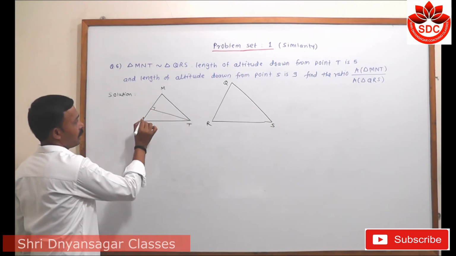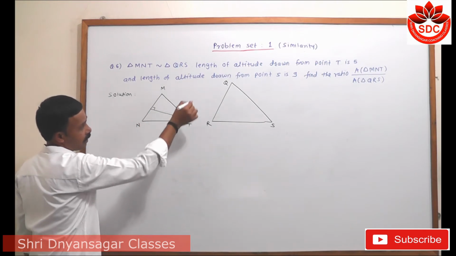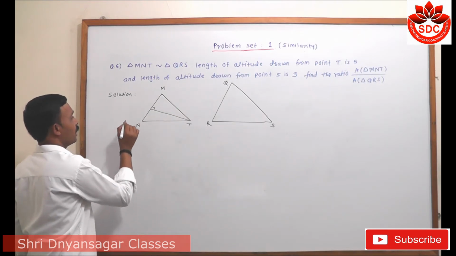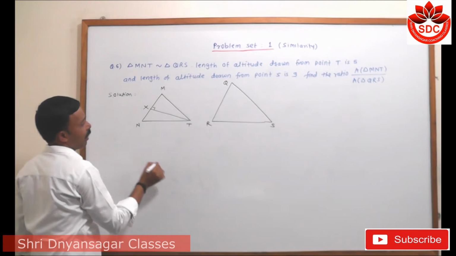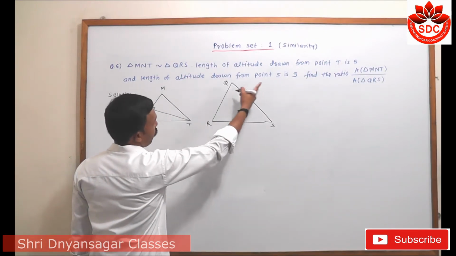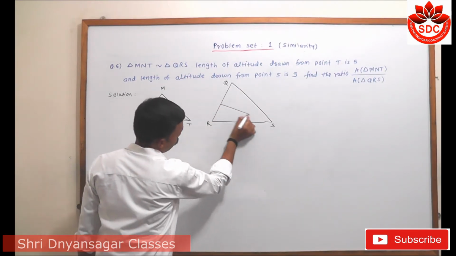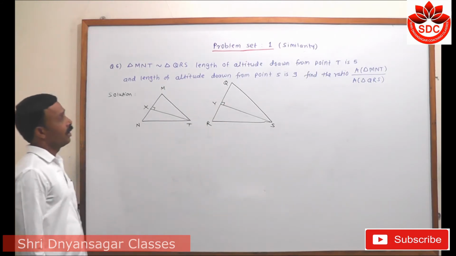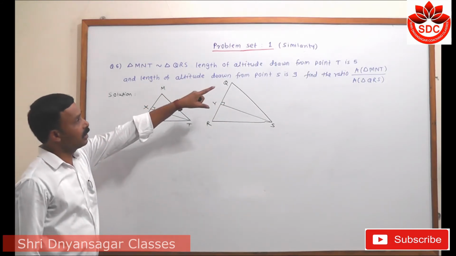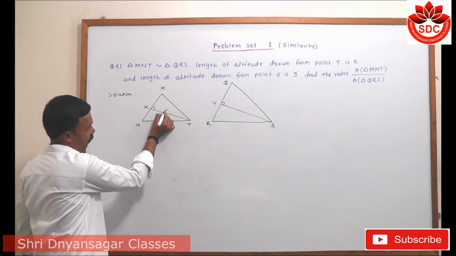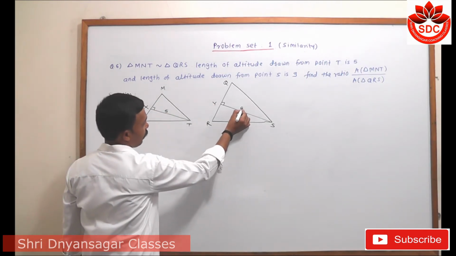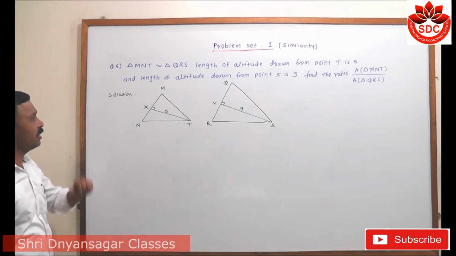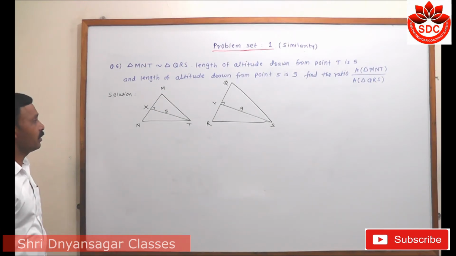Suppose that this is any other point. Suppose we take here X, and the altitude drawn from the point S meets another point, suppose Y. Now by using the given, this length is 5 and this length is 9. We can use these values to solve the example also.